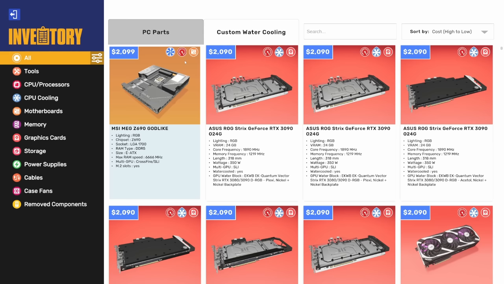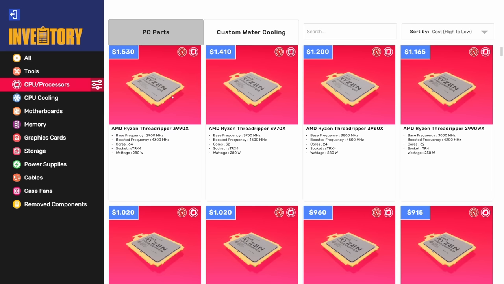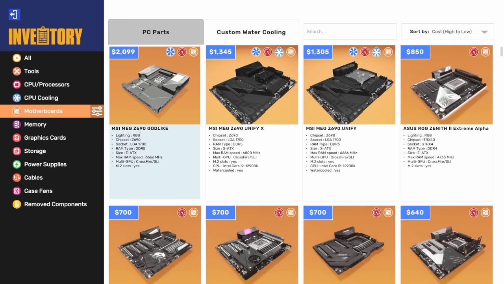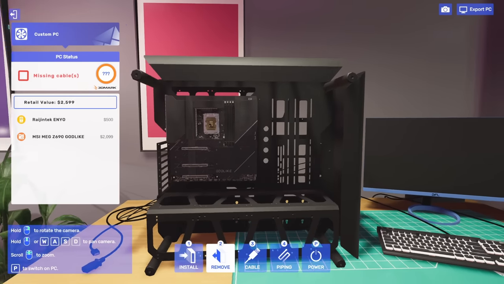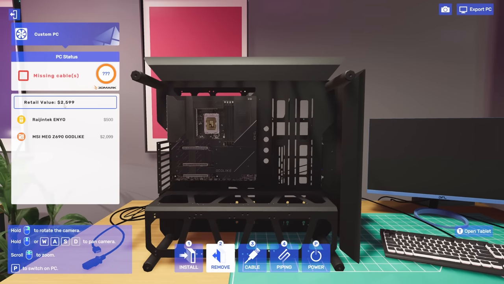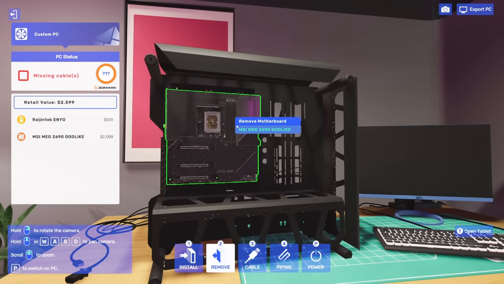What was always the most expensive in PC Building Simulator 1 was going with Threadripper. Here, the 3990X is only $1,530. In the previous games, it was $3,990. But we now have Intel's 12th gen, the 12900K, and with that we have the MSI Meg Z690 Godlike motherboard, and it is $2,099, and because of that, it is the most expensive route. So we are going Intel 12th gen to build the most expensive PC in PC Building Simulator 2. There we go, we're already up to $2,599, because the case is $500 and our motherboard is almost $2,100.